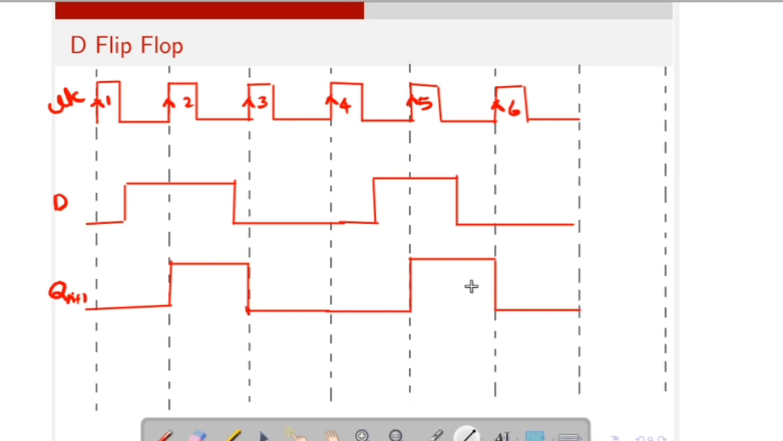So this is all about the D flip-flop: the circuit, its operation, characteristic table, truth table, excitation table, characteristic equation and waveform. And I also explained the working of the D flip-flop.